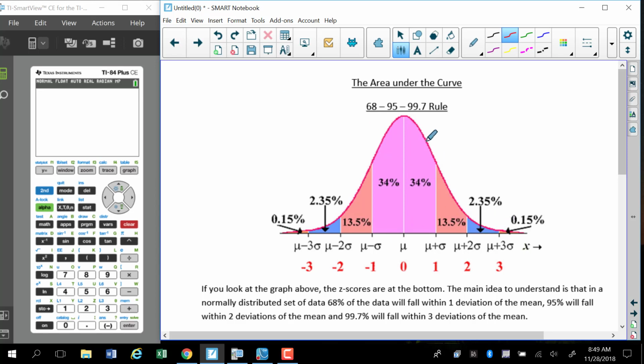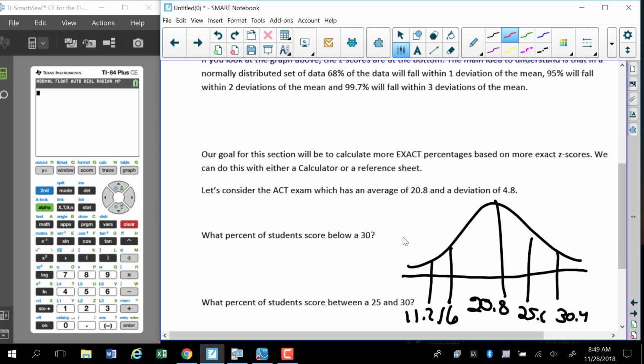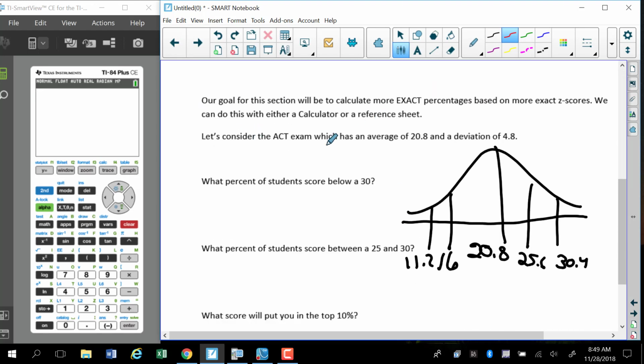And rather than just staring at this curve and all this information, really just remember these are z-scores, and we're going to calculate z-scores to try to answer questions that look like this. So let's consider the ACT exam, which has an average of 20.8 and a deviation of 4.8. What percent of students will score below a 30? So if we take a look, here's where a 30 is, somewhere around there. So what percent of students are going to score below that?